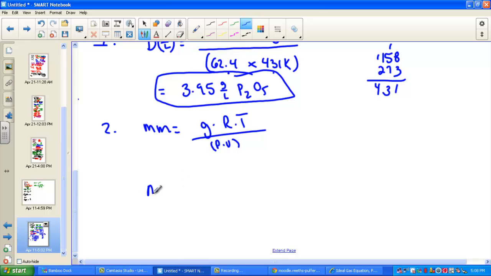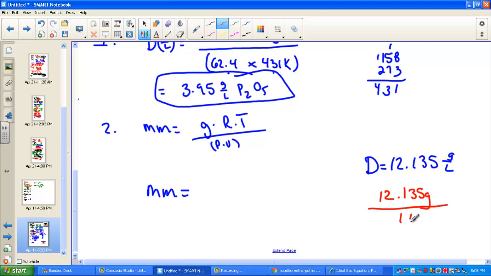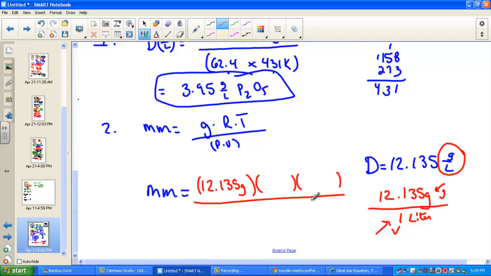Here's what we're given. Calculate the molar mass. There's my target. It's a density of 12.135 grams per liter. That actually gave us two values: there are exactly 12.135 grams in every 1 liter. That's what this means, isn't it? How many grams for every 1 liter? So it's given me a V and a G. There are 12.135 grams, there's my g. Here's my R, there's my T, over the product of P times V. Well, the V is 1 liter, grams per liter.